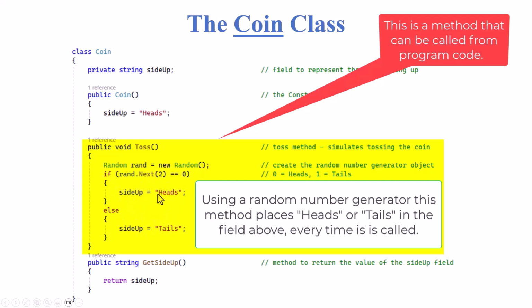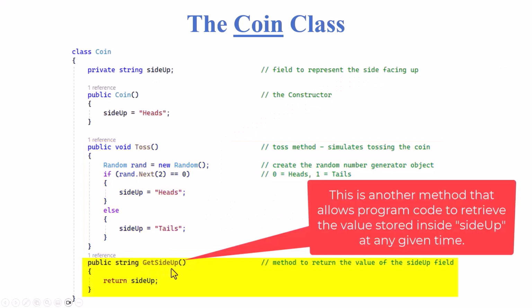So it's a random number generator that whenever toss is called, it's going to generate either a heads or a tails inside the side up, which is stored in this string variable up here. We also have a get side up method, which we can access also from outside the program. And it's going to return side up. So whatever is stored in side up here is going to get returned through the get side up method.